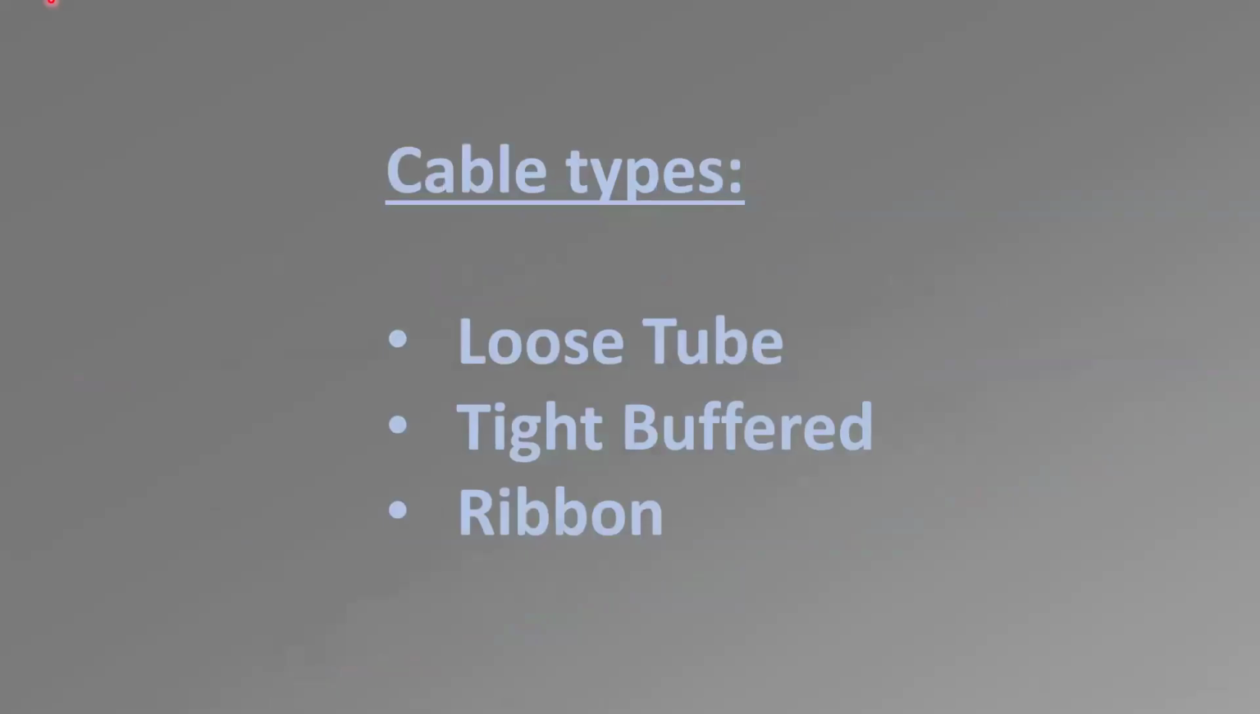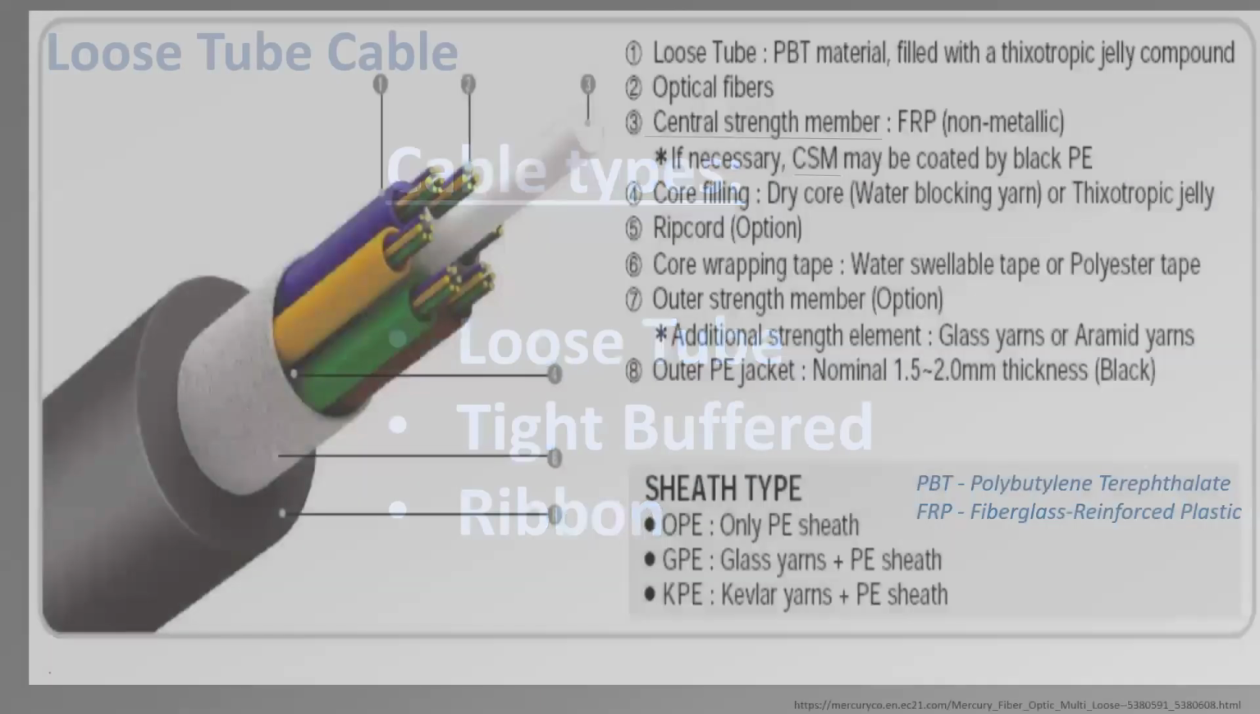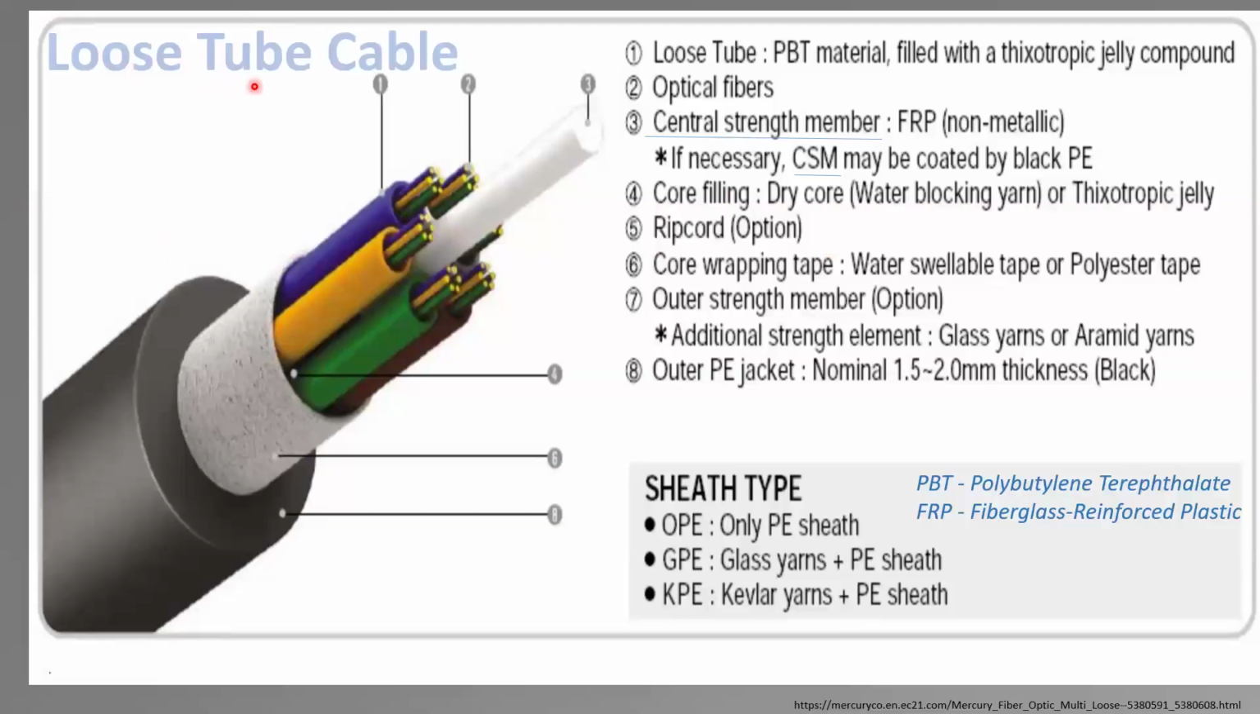All right, so today we're going to talk about, among other things, loose tube type of cable, tight buffer cable, and ribbon cable. And also we're going to touch on or expand on some of the ideas that we talked about last time. It's all tied together. All right, so here's a loose tube type of cable.